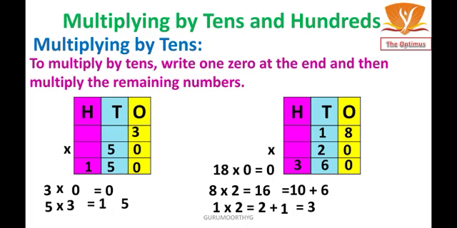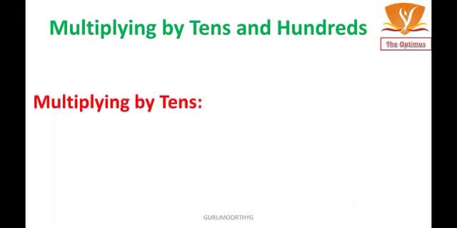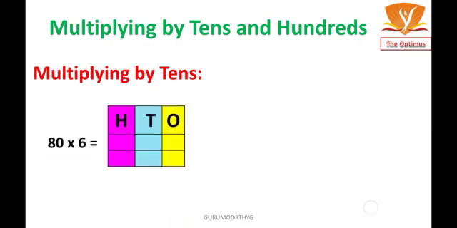Next example, 80 into 6 equal to what? I am going to multiply step by step. 6 into 0 equal to 0. In this 0, I am going to write in ones place. Next, I am going to multiply 8 into 6. 8 sixes are 48. In this 48, I am going to write in hundreds and tens place. So, 80 into 6 equal to 480.